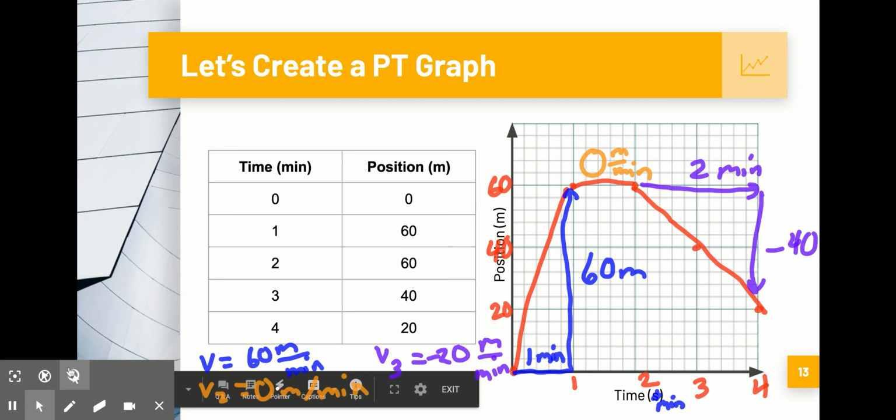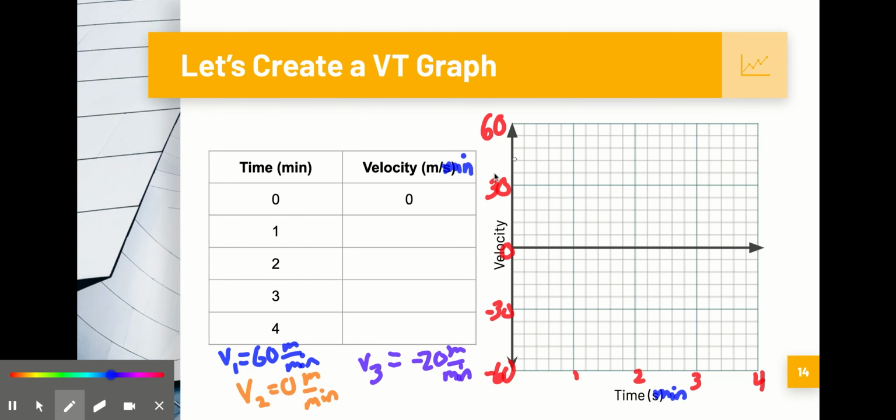I'm going to pause the video real quick and get it all set up. Okay, so we're just going to look at this graph. V1, we know, is 60 meters per minute. So we know we are traveling at that speed from 0 all the way to 1 based on the previous graph right here. So all you got to do is go to 1 minute, go up to 60 meters.